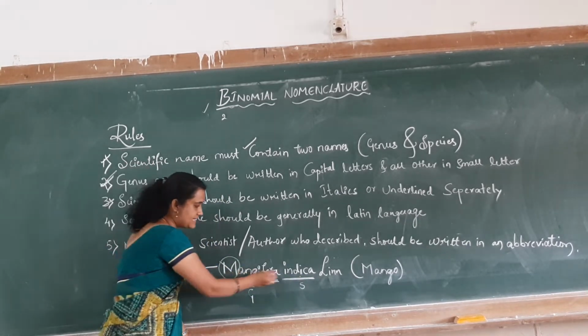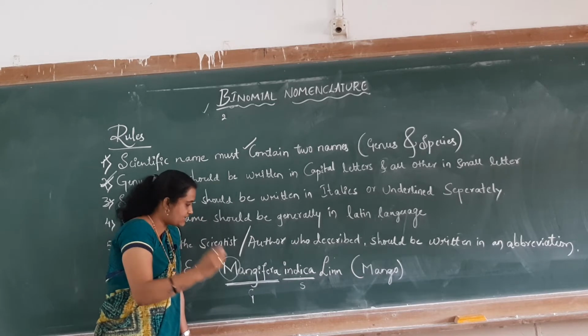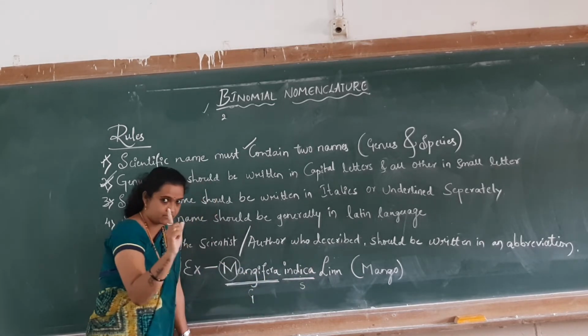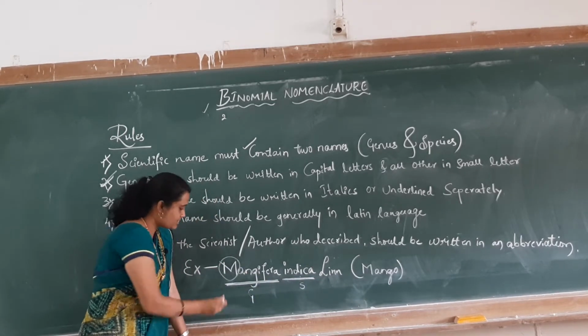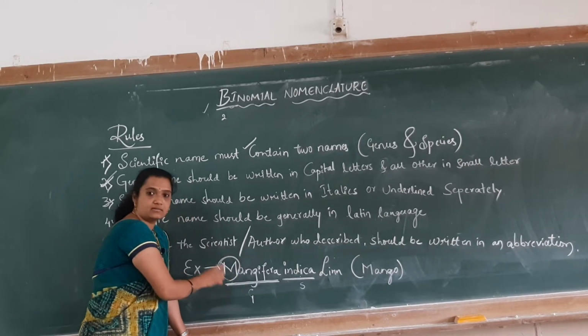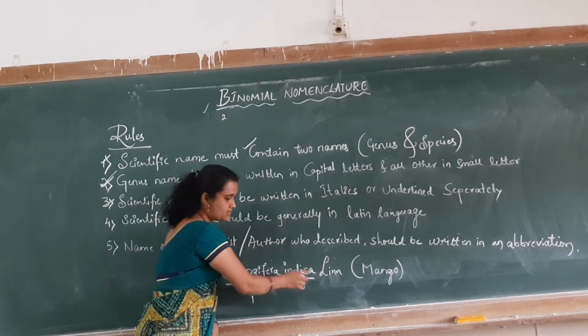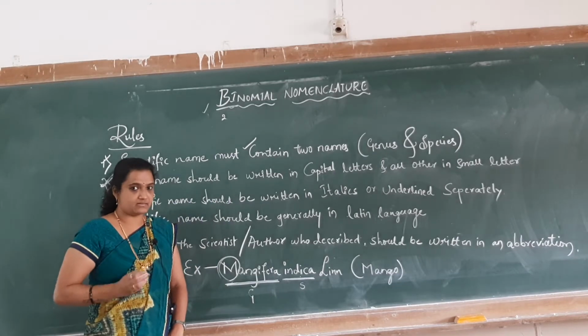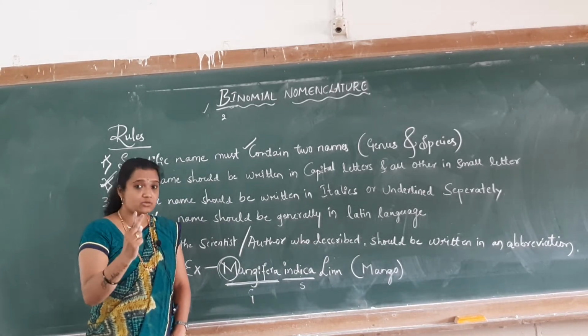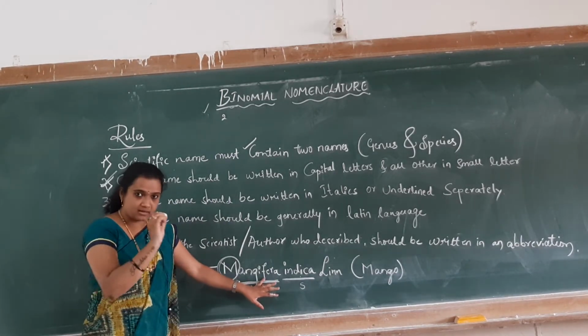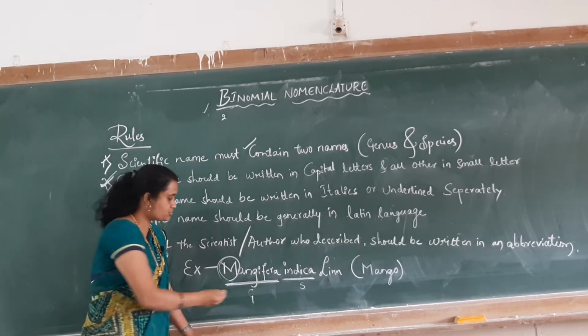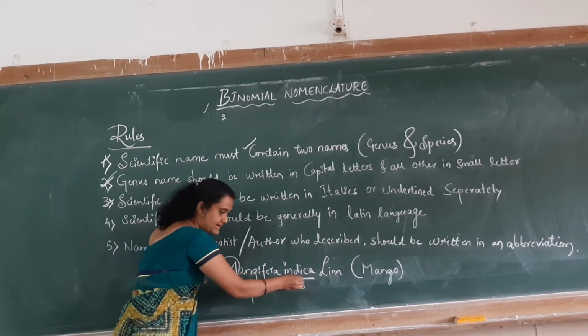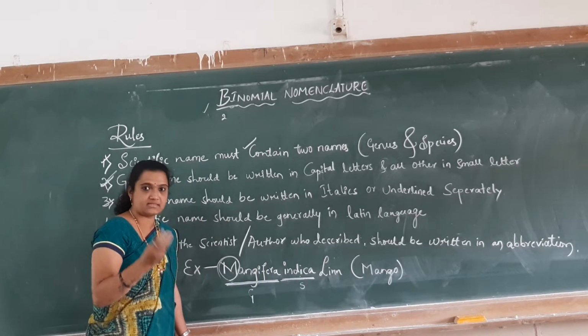When you write a scientific name, the first rule says that it should have a genus and species name. The second rule says that the genus name should be in capital letters and the species in small letters. And the third rule says that if you are writing the scientific name, you should underline separately. This is the third rule.